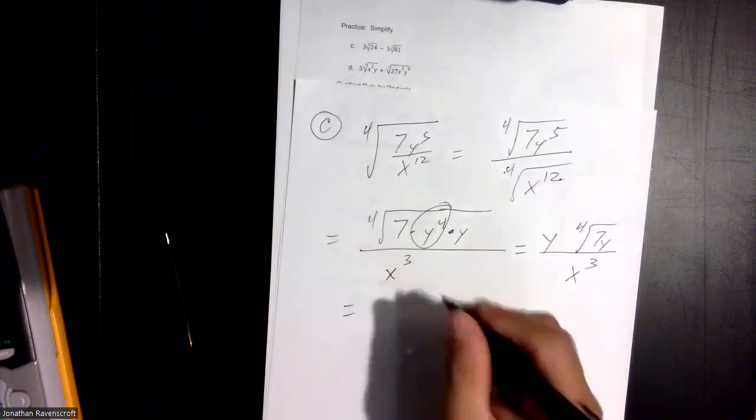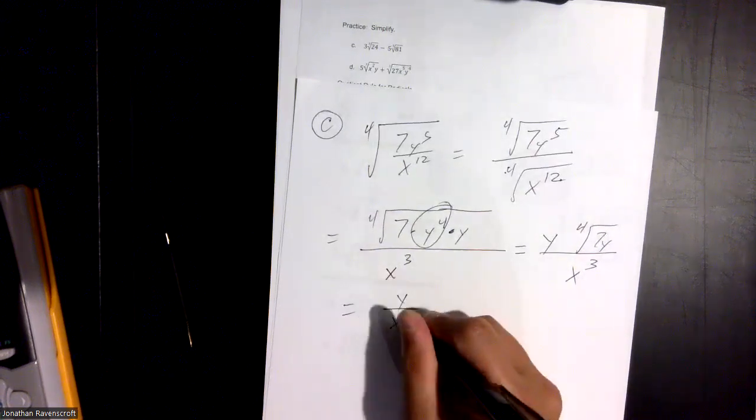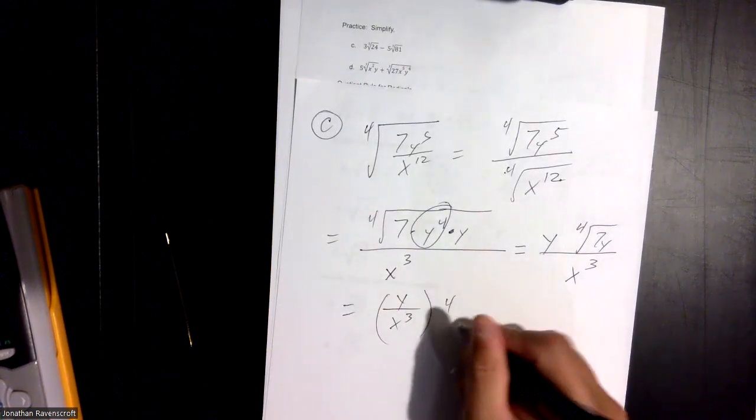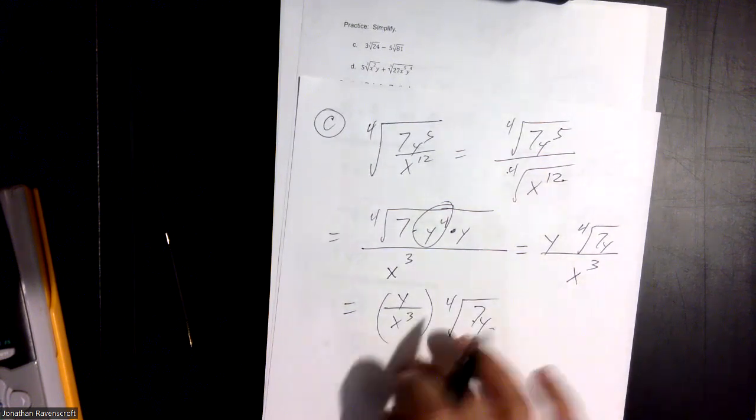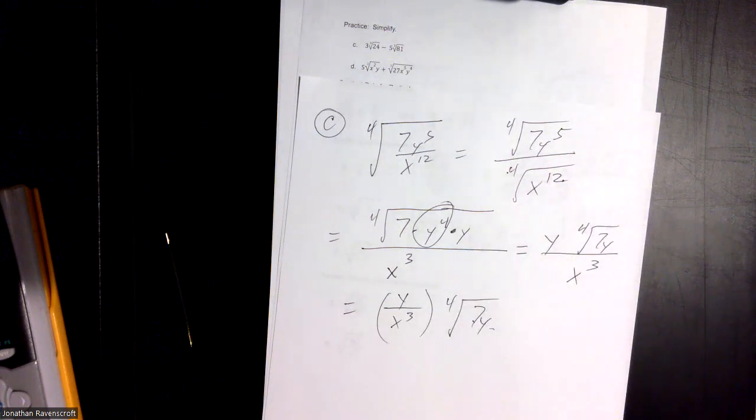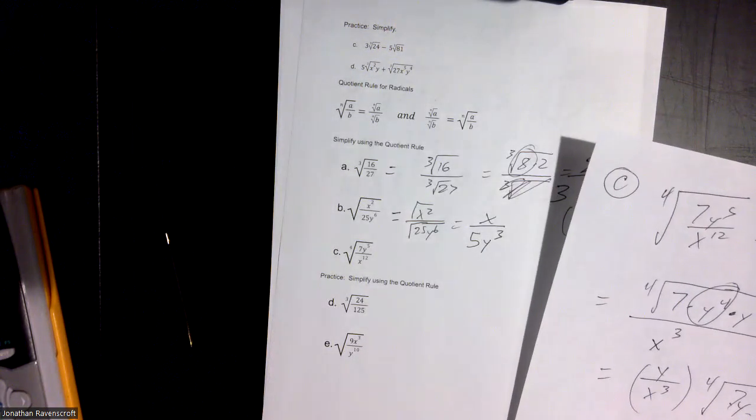And again, if you really wanted to, you could write this as y over x cubed times the 4th root of 7y. These things are the same answer, it doesn't matter. All right. Try out the practice problems, it'll work the same way.